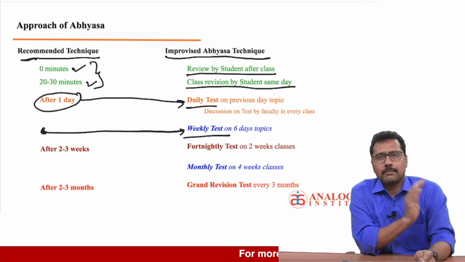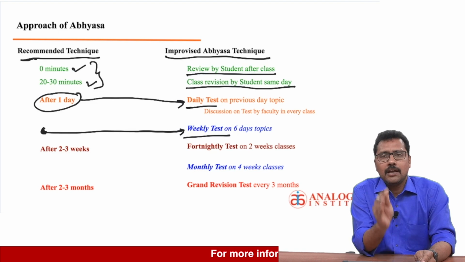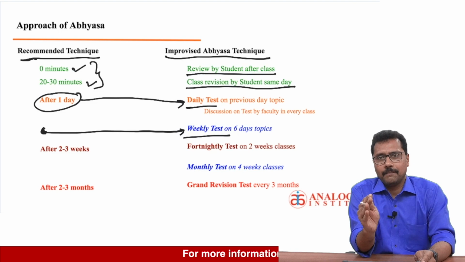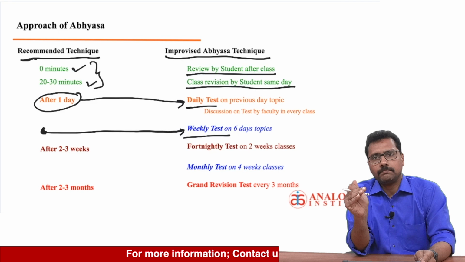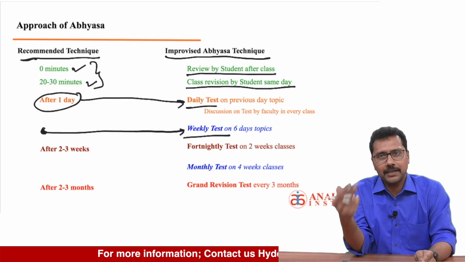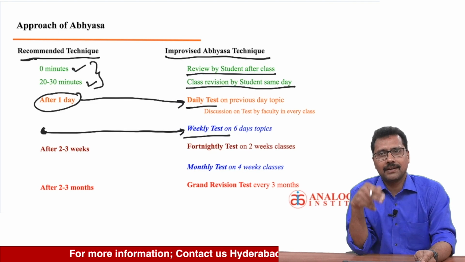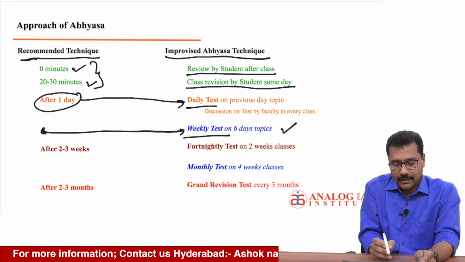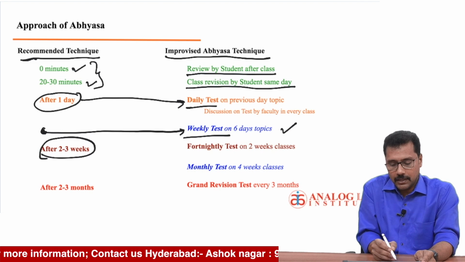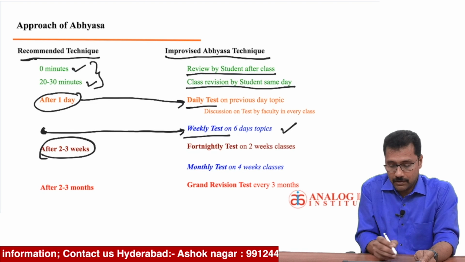Whatever you learn in the 6 days, Monday to Saturday, you will have a test on Sunday. That means all those topics that you learned from Monday to Saturday, you have to revise. That means weekly revision, and then come and write that weekly test, right? And then after 2 to 3 weeks, you have to revise one more time.